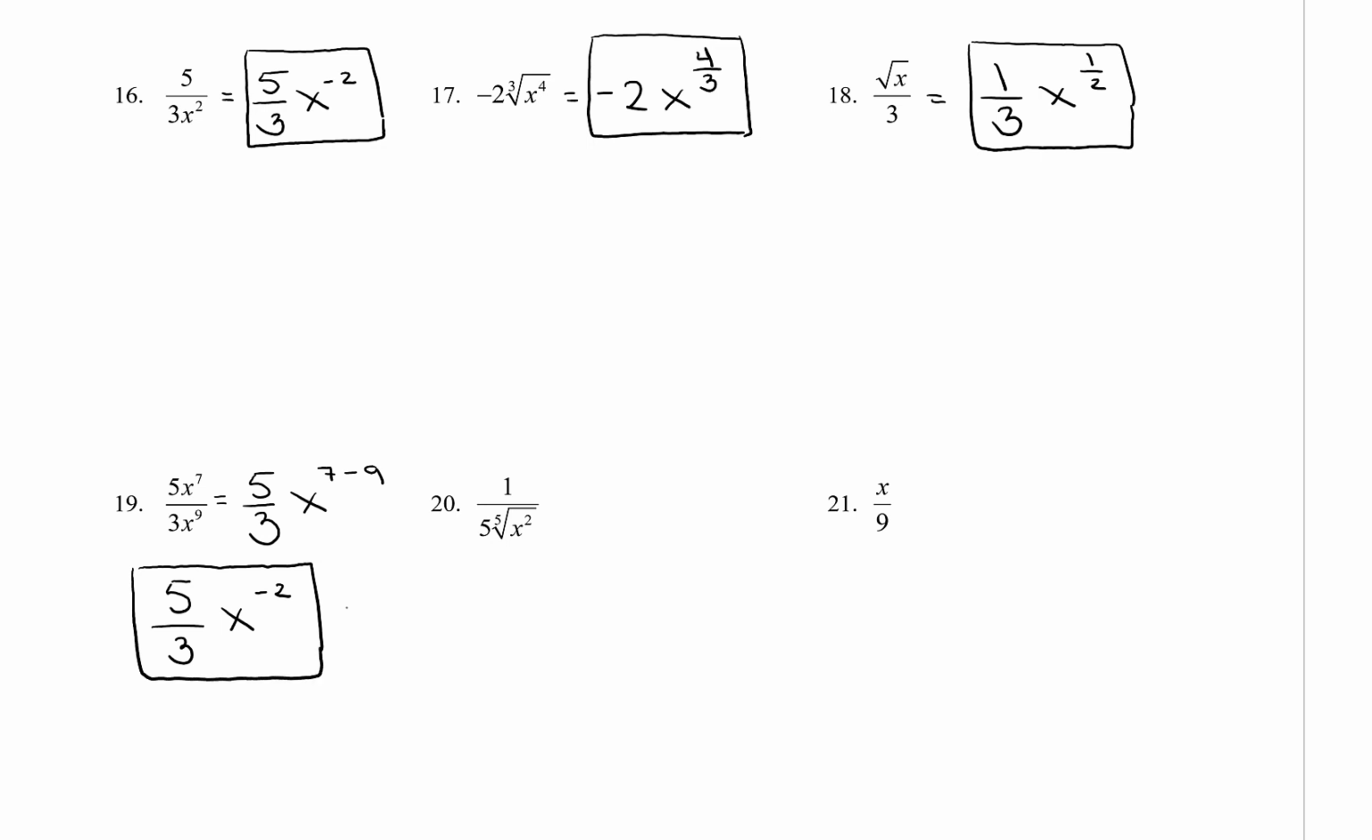Number 20, 1 over 5 times the 5th root of x squared. This is equal to 1 over 5 times x raised to the -2/5 power. I'm going to box that in. And lastly, we got 21 is equal to x over 9. So this will be 1/9 times x. And that's it. We'll box that in.